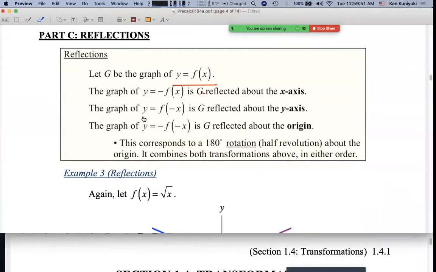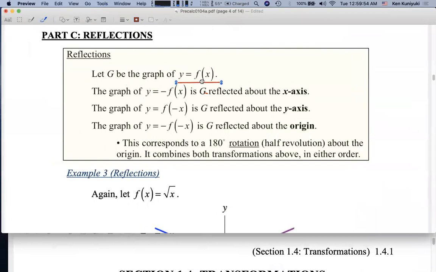So to recap, to get from the graph of the original function to its reflection about the x-axis, you take the right-hand side and multiply it all by negative 1. You take the opposite of the right-hand side. I'm assuming you have the form y equals an expression in x.